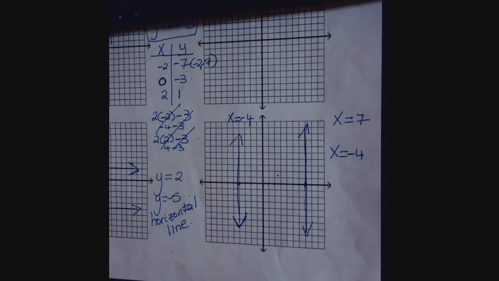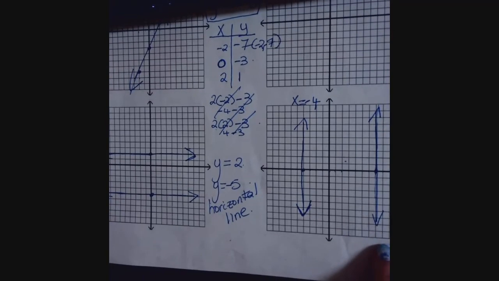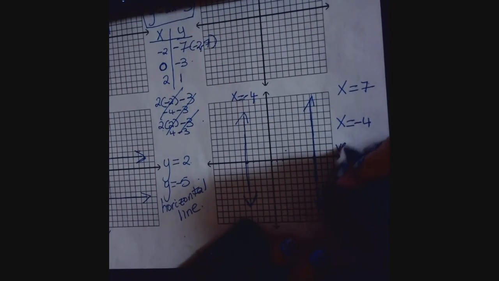Okay, so those are the two things. They are actually very simple, but you can't get them confused. y equals is a horizontal line, x equals is a vertical line.